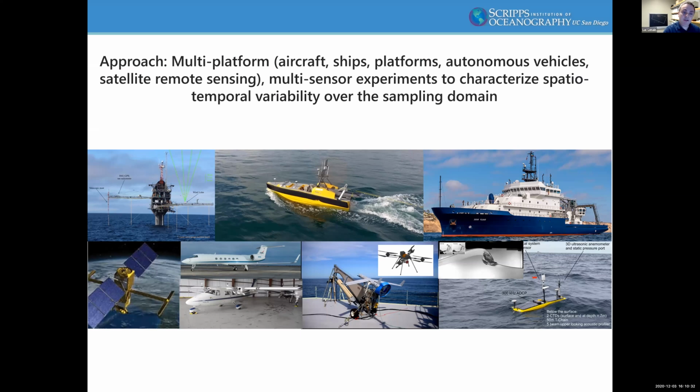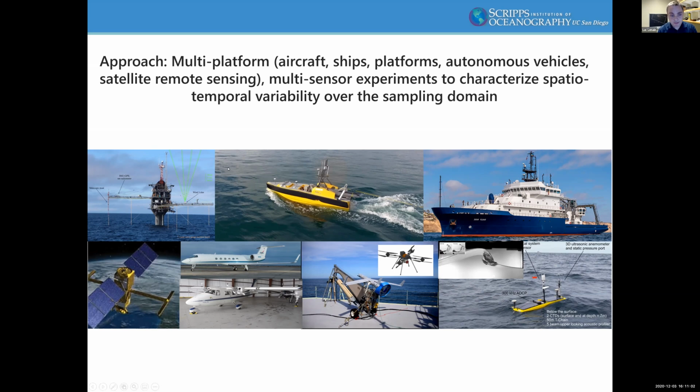The way we tackle a field program is, again, to try to attack it from every angle possible. Each platform will have some benefits, and I'll mention that in a second. So we use a combination of ship, platform, orbital product, and manned aircraft research. This is a project with NASA, and this is a typical aircraft that we use, as well as this array of autonomous vehicles.